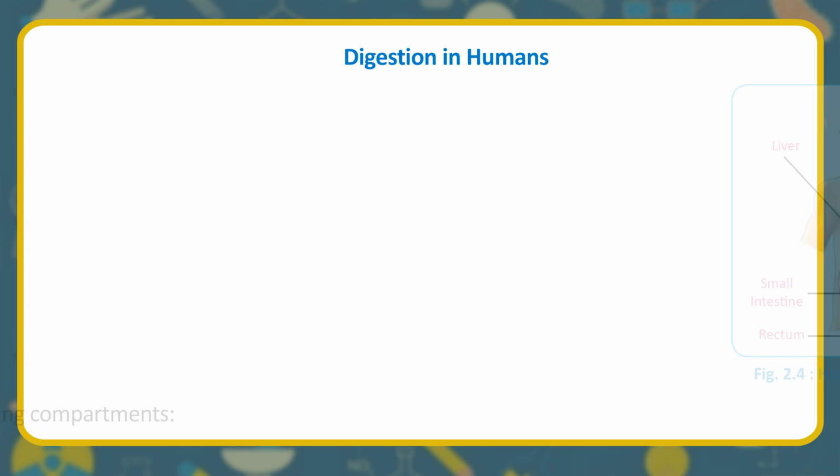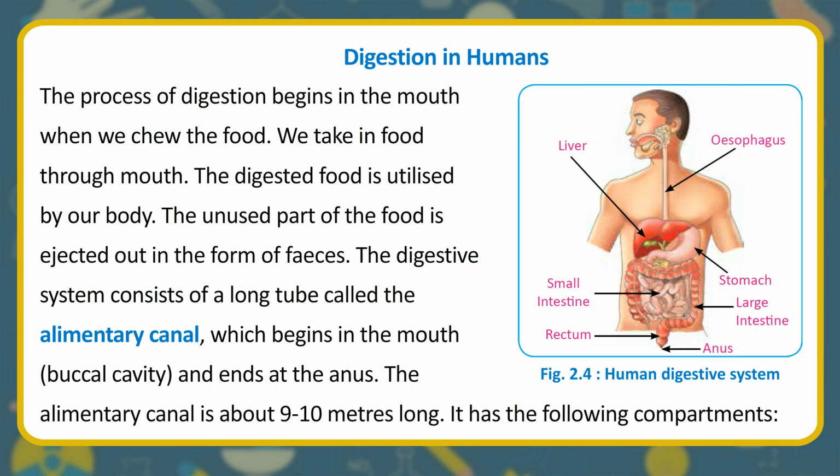Digestion in humans. The process of digestion begins in the mouth when we chew the food. We take in food through the mouth. The digested food is utilized by our body. The unused part of the food is ejected out in the form of feces. The digestive system consists of a long tube called the alimentary canal, which begins in the mouth, buccal cavity, and ends at the anus. The alimentary canal is about 9-10 meters long.